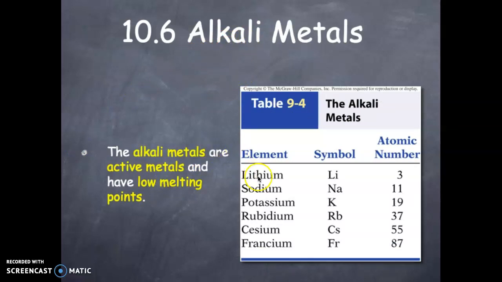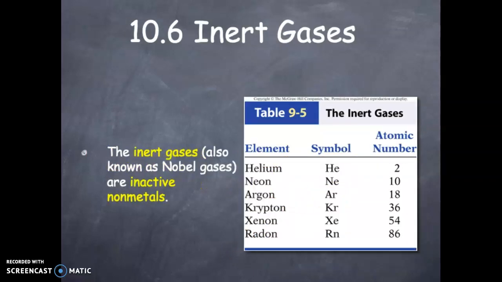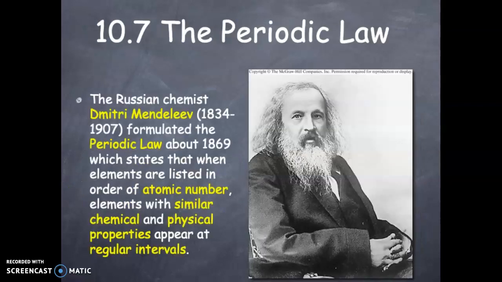The alkali metals are lithium, sodium, potassium, rubidium, cesium, and francium. They are in group 1 of the periodic table. And the inert gases, which will not combine with any other substance, are in the last column of the periodic table. Helium, neon, argon, krypton, xenon, and radon are those inert gases.